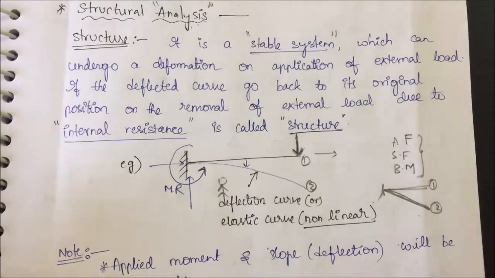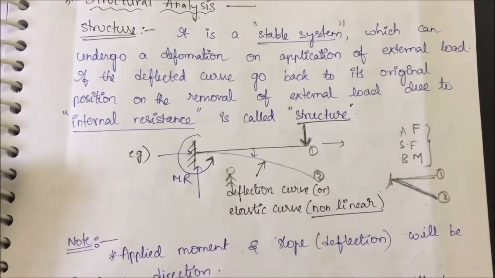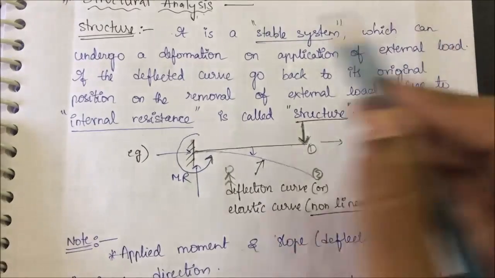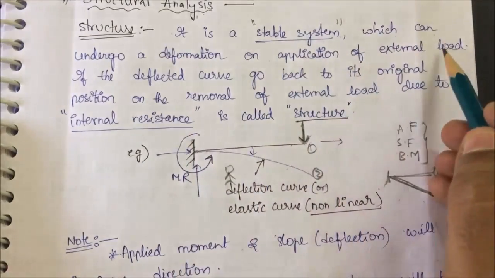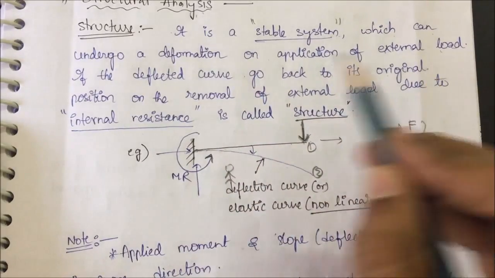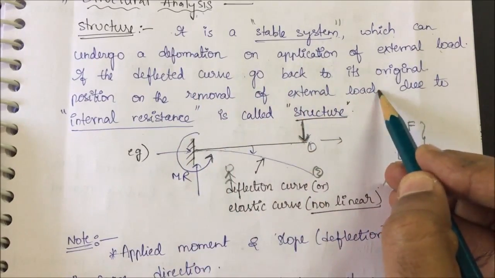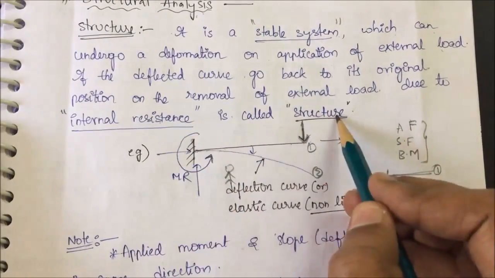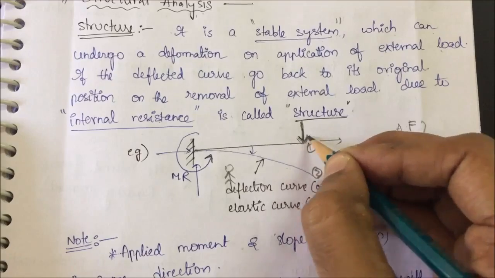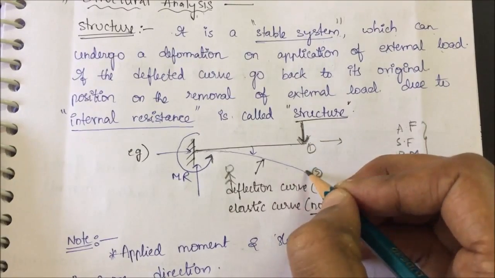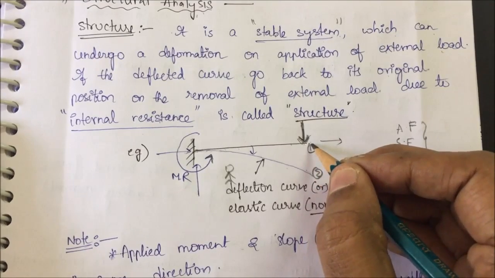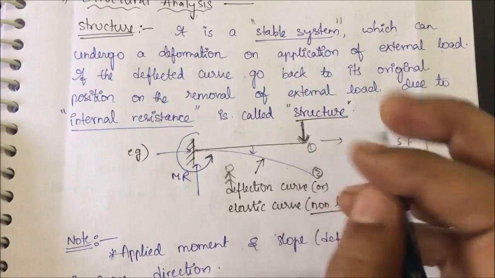Everything is clearly written. Read it once and it will be clear. I will read it out once. It is a stable system which can undergo deformation on application of external load. If the deflected curve goes back to its original position on removal of external load due to internal resistance, it is called a structure. The same definition I just explained: if you apply some load, it will deflect; if you remove the load, it will go back to its original position. This type of thing we call a structure.